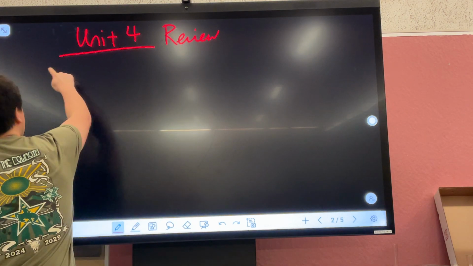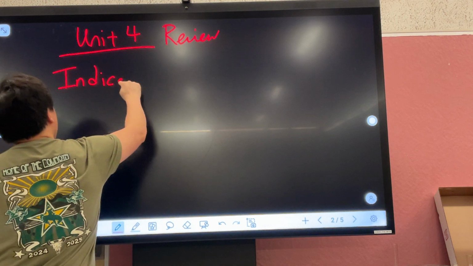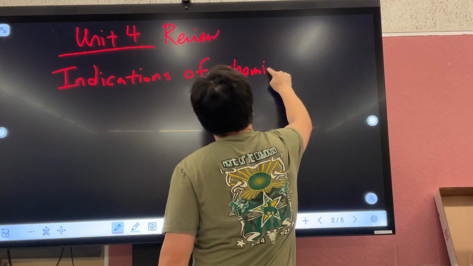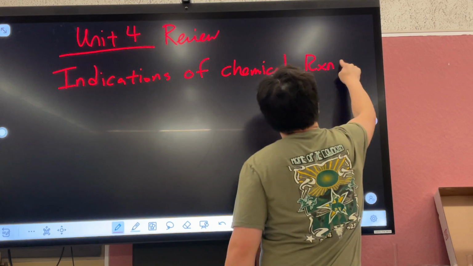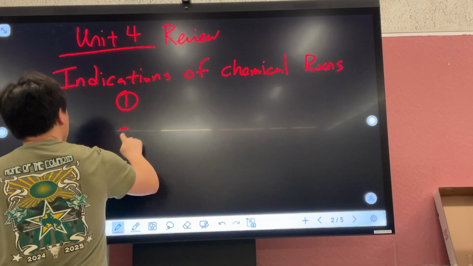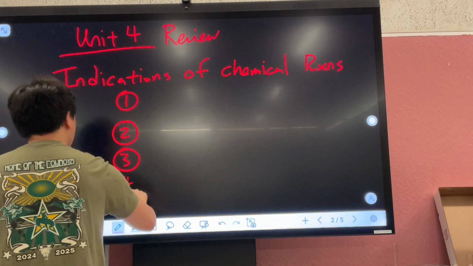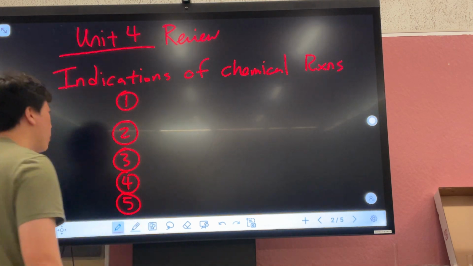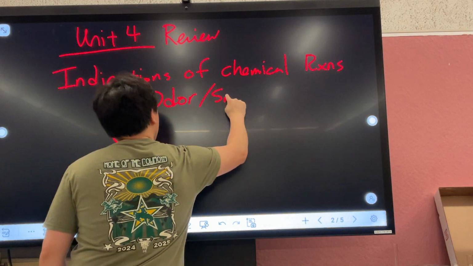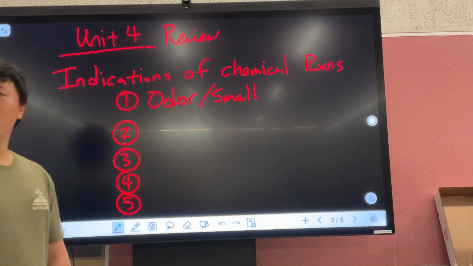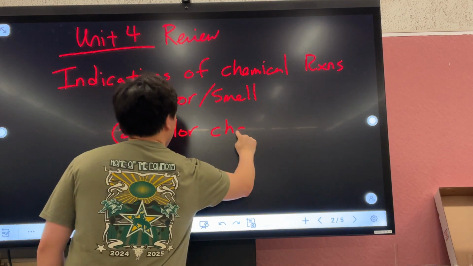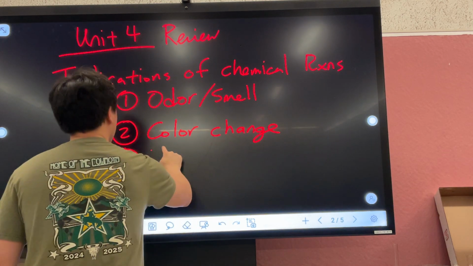Okay, so indications of chemical reactions. So there's 5 indicators for chemical reactions. Anybody remember any of them? Smell, odor. Color? What's another one? Heat. Temperature. Yes, heat or temperature change.